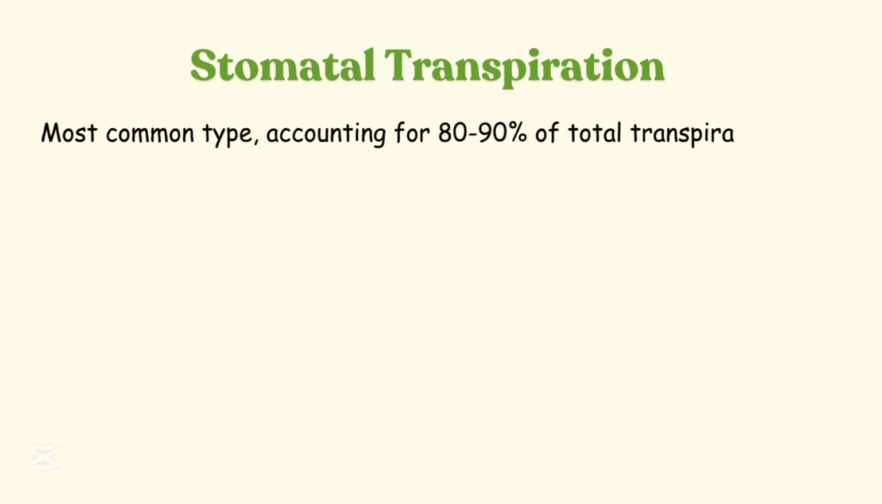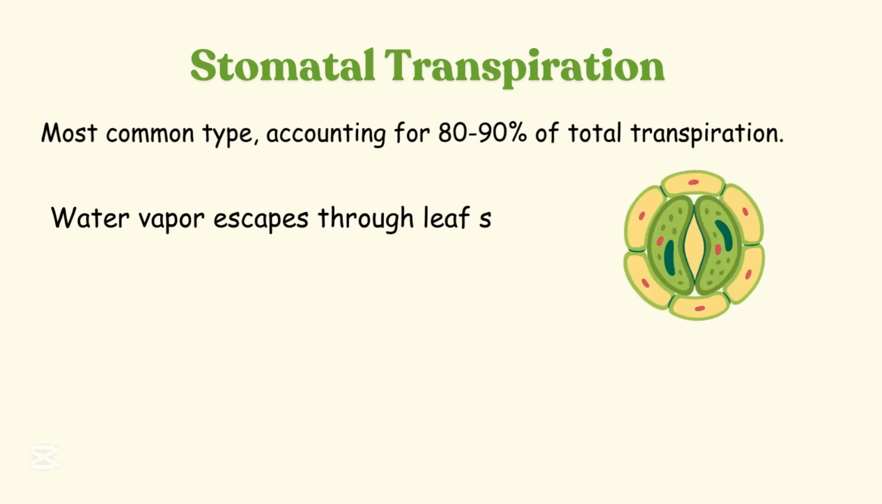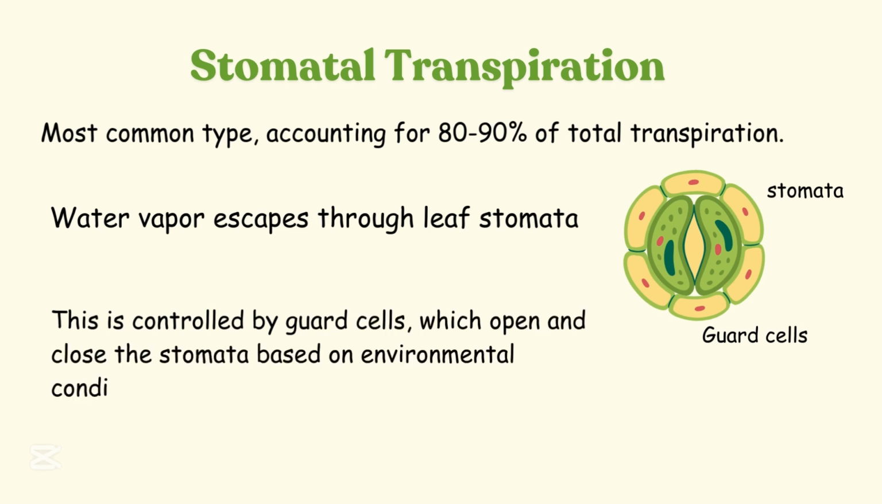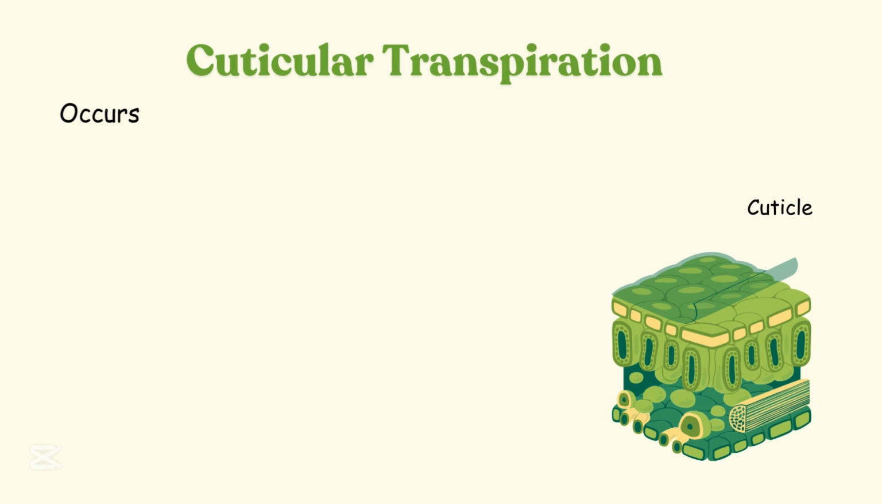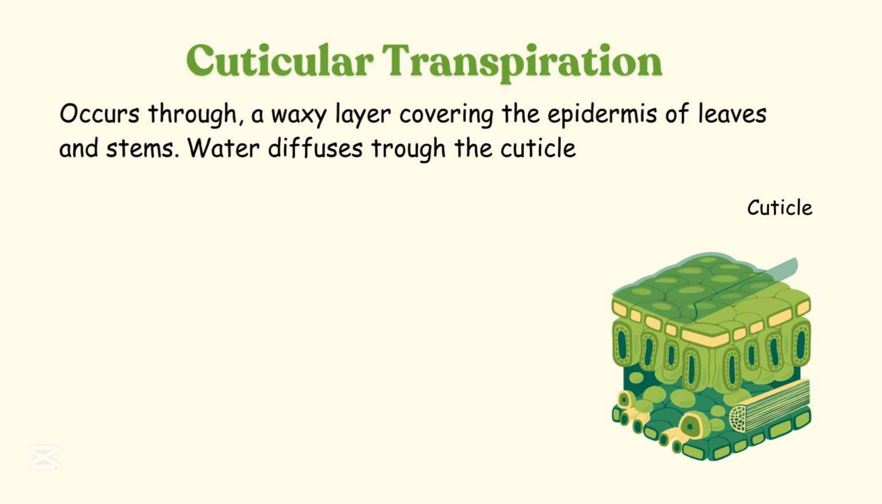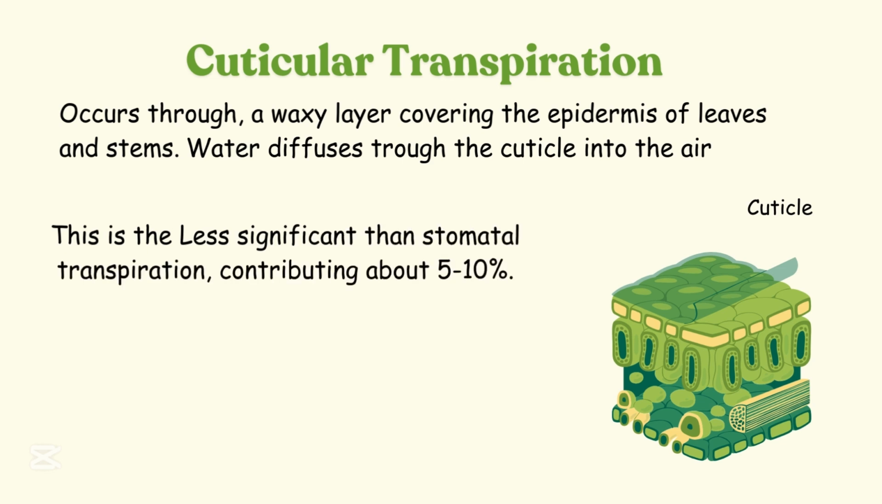Stomatal transpiration is the most common type, accounting for 80 to 90% of total transpiration. Water vapors escape through tiny openings in leaves called stomata. This is controlled by guard cells, which open and close the stomata based on environmental conditions. Cuticular transpiration occurs through a waxy layer covering the epidermis of leaves and stems. Water diffuses through the cuticle into the air. This is less significant than stomatal transpiration, contributing about 5 to 10%.